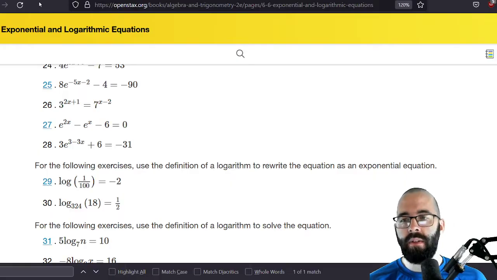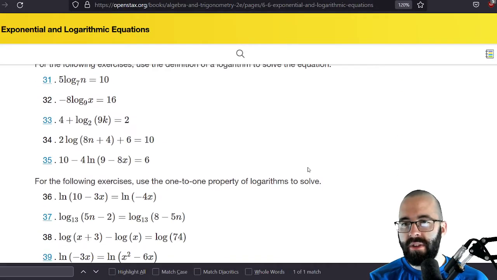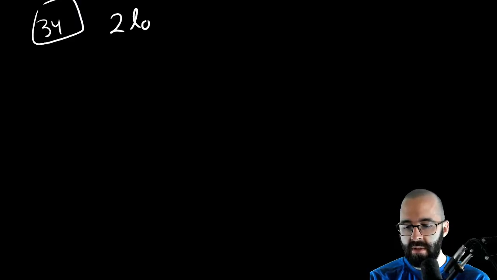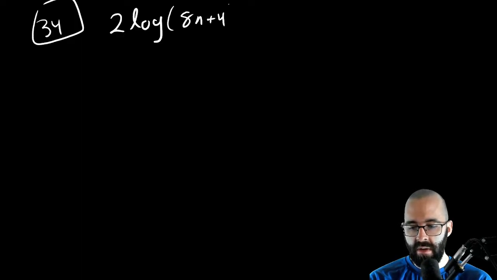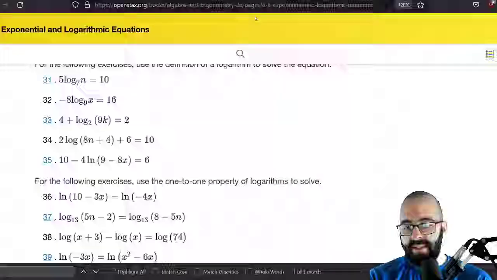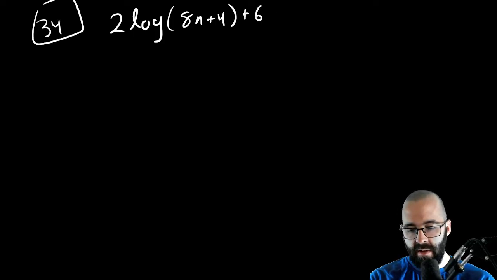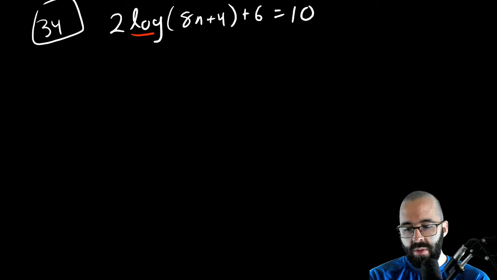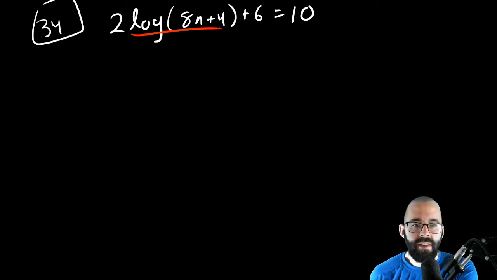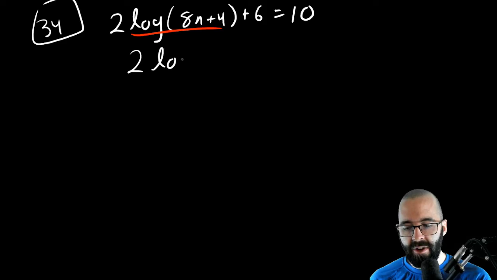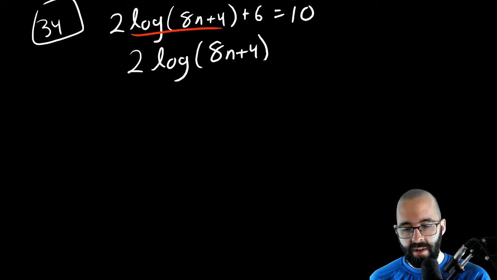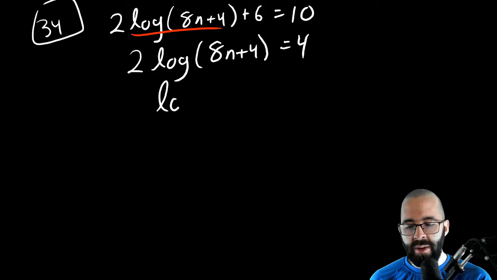Let's do another one. 34. Use the definition of a logarithm to solve the equation. 2 times the common log of 8n plus 4, plus 6 equals 10. So if you only have one log, you want to get that log by itself. So we can use the definition of a log, convert it to exponential form. So to get that log by itself, we have to subtract 6 first. And then we have to divide both sides by 2.